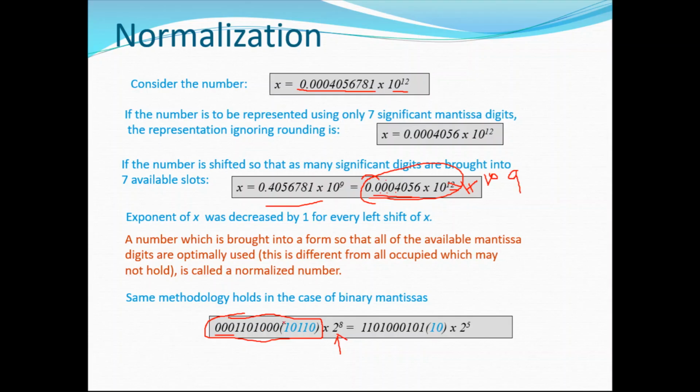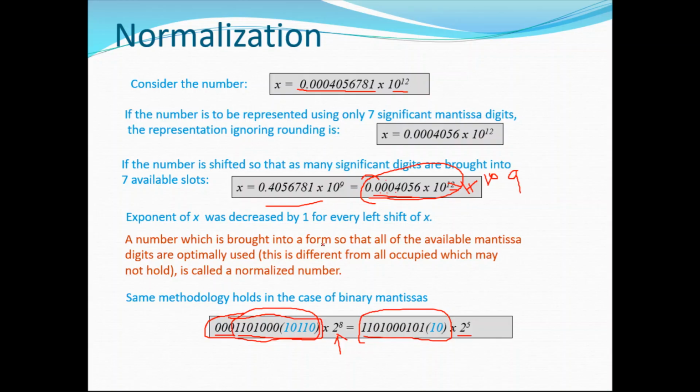So what you are doing is shifting it 3 times. Whenever you shift, you decrease the exponent by 1. So when you shift 3 times, it becomes 8 minus 3. So we only take this part, and that can be multiplied with the exponent 2 to the power 5.